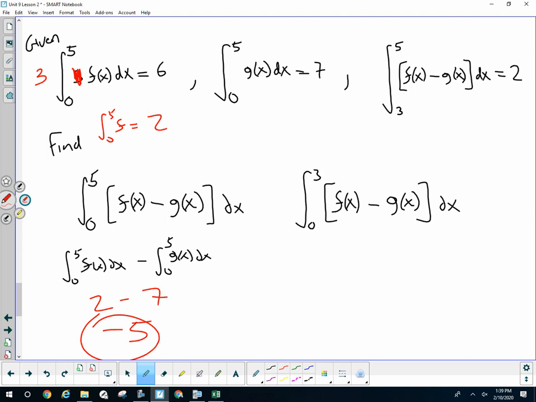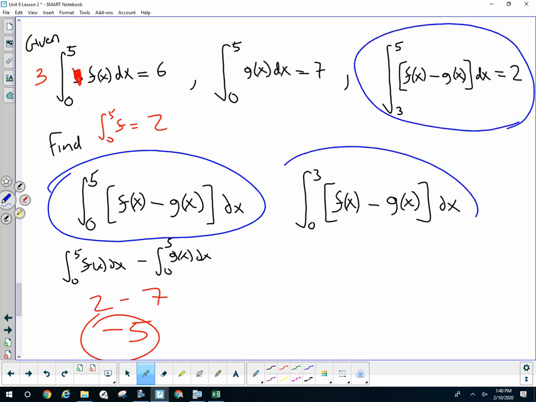In this situation, splitting up does not help you. Yeah, that's the key. Answer is negative 7. How? You found 0 to 5. You have 3 to 5. You're wanting 0 to 3. 0 to 3 plus 3 to 5 equals 0 to 5.